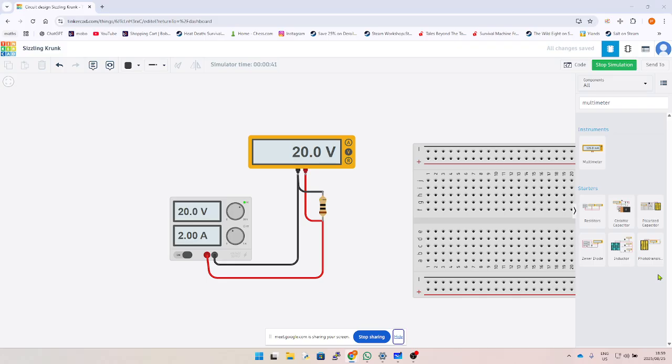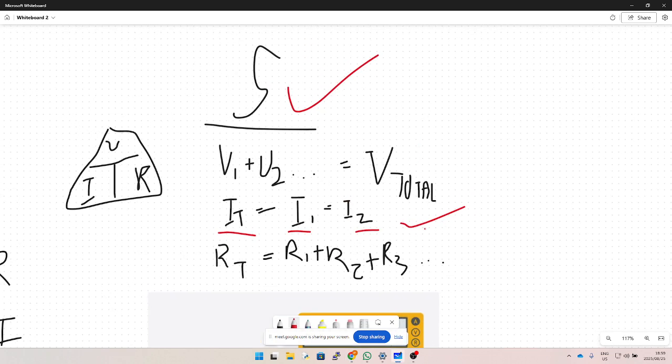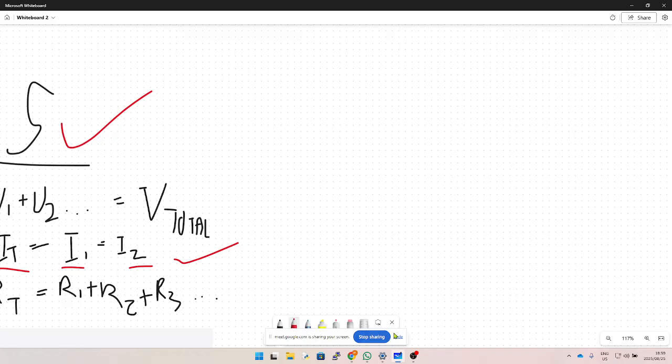Does anyone have a question on any of these formulas? I'm just breezing through it since we have a lot of stuff to cover. Okay. Right. Now we're moving on to the war zone that is known as parallel circuits.